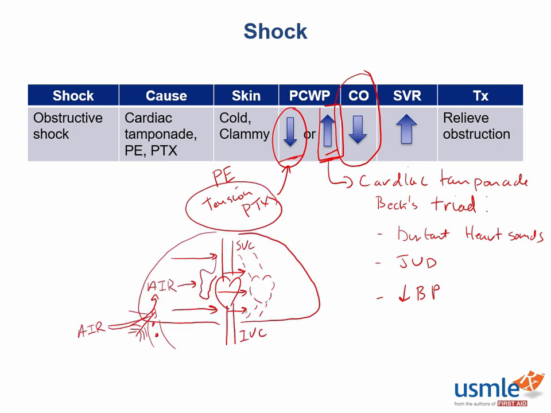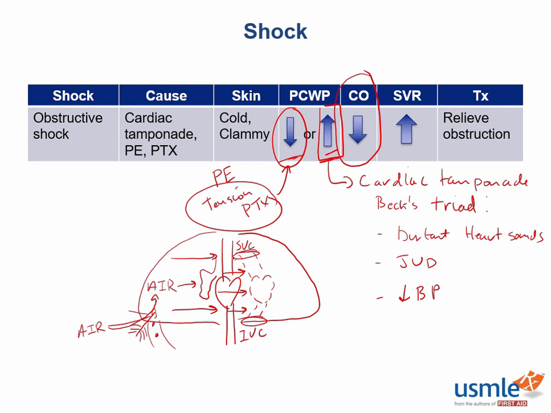So how exactly does this happen in a tension pneumothorax? Well, as you know, in a tension pneumothorax, air goes into the chest, and this is going to push the mediastinum as well as its structures to the opposite side of the chest. This is then going to kink off the superior vena cava as well as the inferior vena cava, which are returning blood to the right side of the heart. This in turn will result in the decreased preload or the decreased pulmonary capillary wedge pressure we talked about earlier.